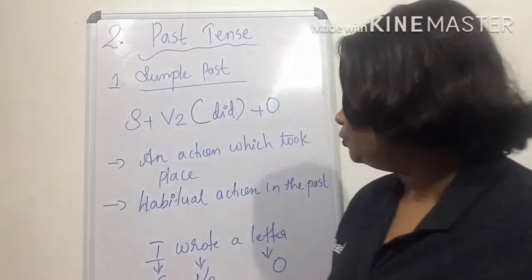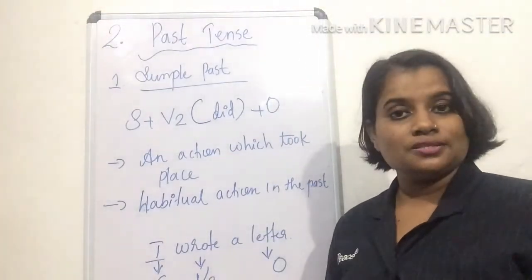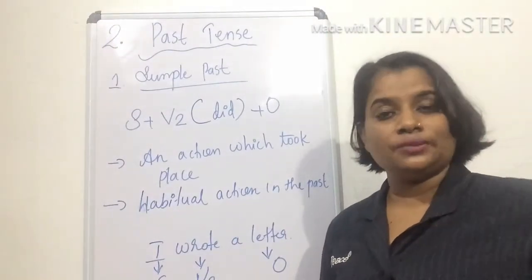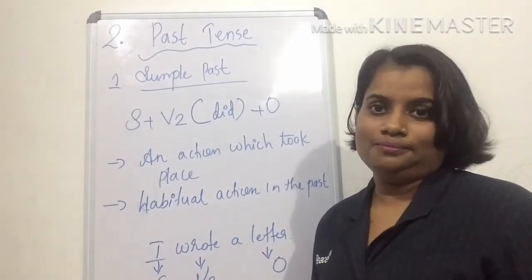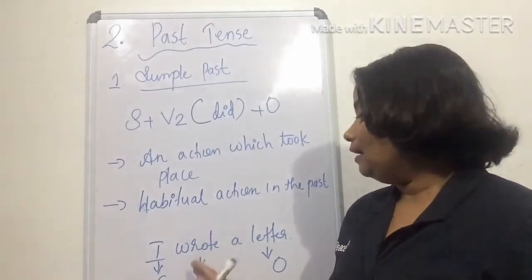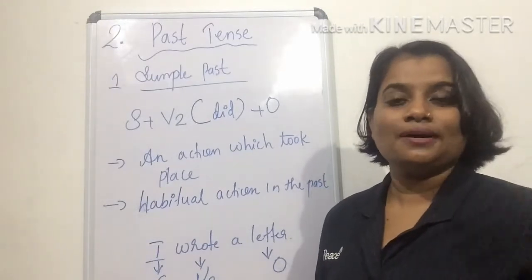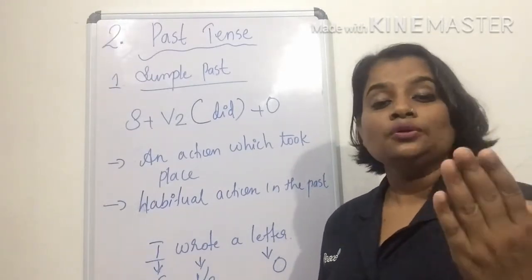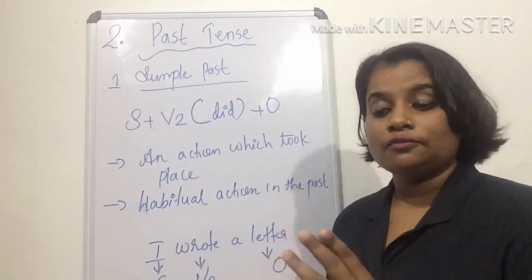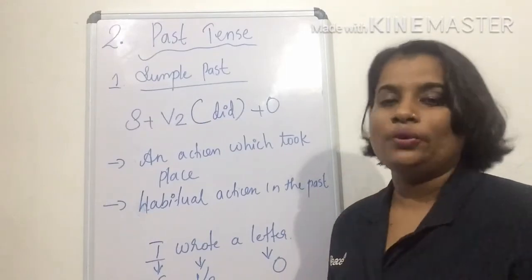Then please look here. I wrote a letter. Write is the present, wrote is the past, and written is the past participle form of the verb, the third form. So we have three forms, V1, V2 and V3.